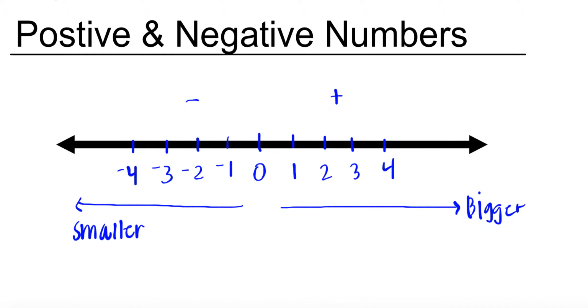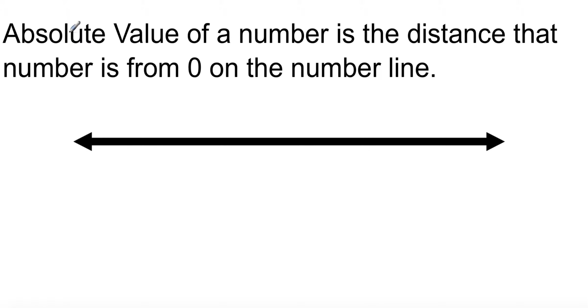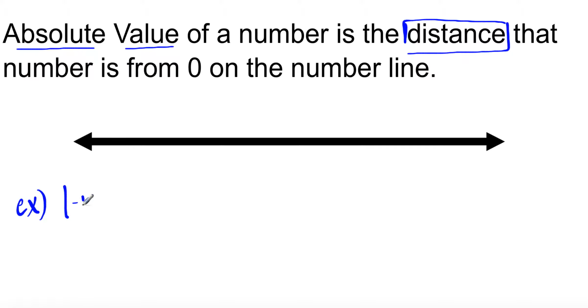Another term we want to look at before we get started making some comparisons is absolute value. The absolute value of a number is the distance. Okay, so let's keep that word in mind. It's the distance that a number is from 0 on the number line. So say we wanted to know the absolute value of -4.